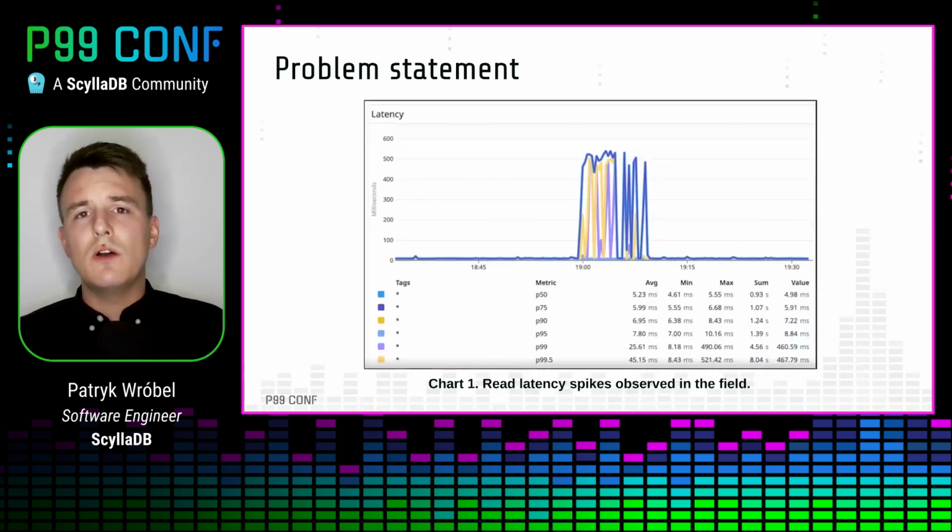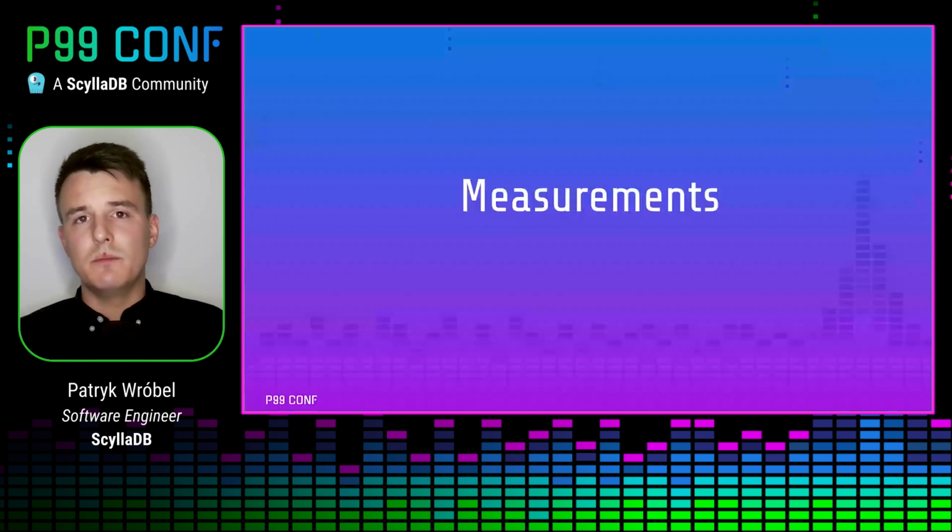Just to show how bad the spikes were, here is the chart obtained from the field, and we can see that the read latency increased from 5 milliseconds to 500 milliseconds, which is pretty bad. So now let us move to the part related to measurements and experiments.